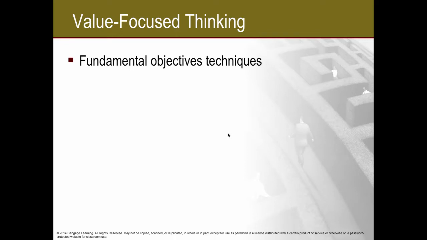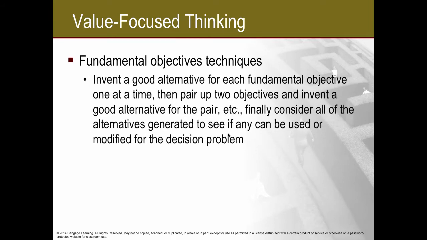What is the fundamental objective technique? It invents a good alternative for each fundamental objective, one at a time, right? So basically you have different fundamental objectives that we spoke about last time, and you provide alternatives for them one at a time, then pair them up into two objectives, and then invent a good alternative for that pair, etc. Finally, you consider all of the alternatives generated to see if any can be used for the decision problem. Remember that we had fundamental objectives before. So we have multiple fundamental objectives.